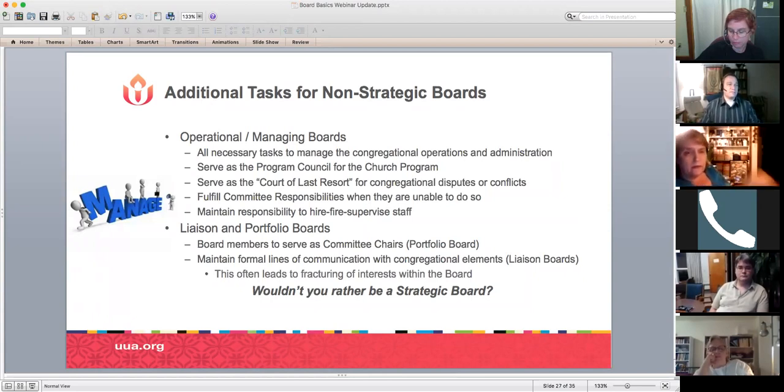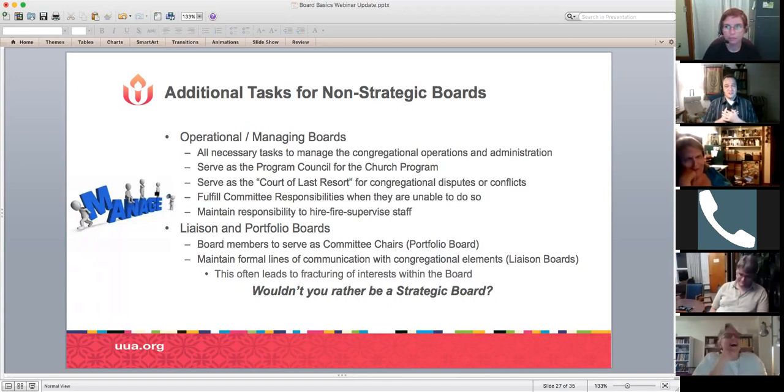They also sometimes have to manage the relationships with committees, and boards often, especially the liaison and portfolio boards, end up doing a lot of mediation between committees as a significant part of their work. Mediation between the competition for resources or space or anything like that. But also, my favorite mediation I ever did was between the aesthetics committee and the worship committee of a congregation over a plan to paint the sanctuary pink. That was just so much fun.